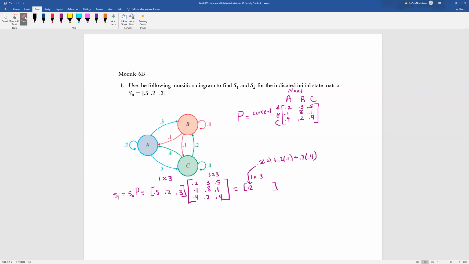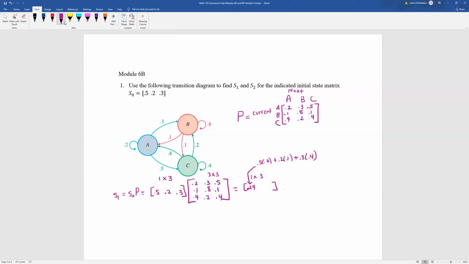Make sure I can write that nicely. I'll give it just a second. Pen's not wanting to register. There we go. So 0.24.